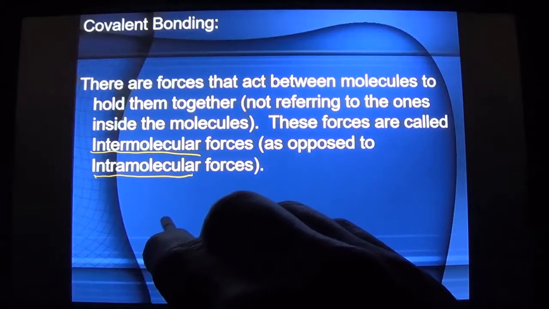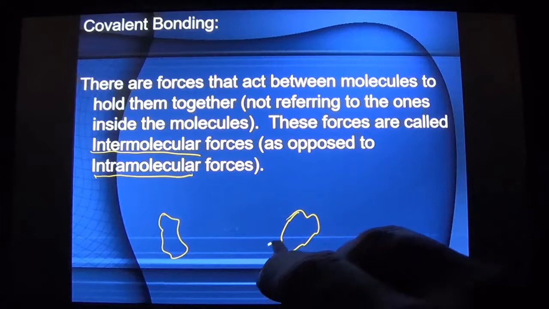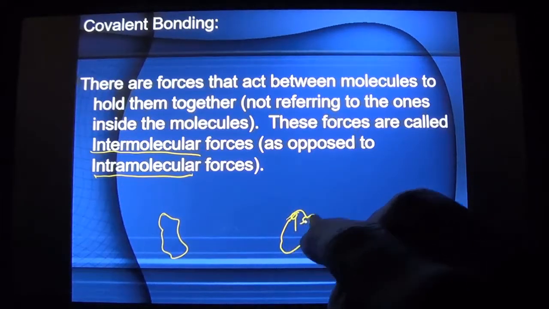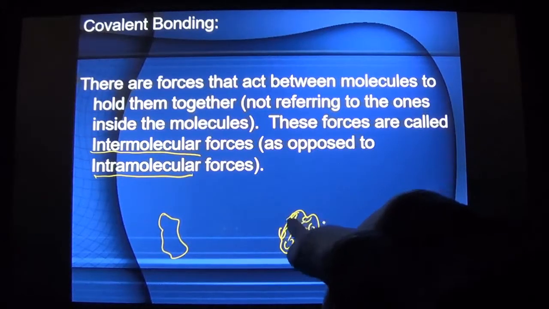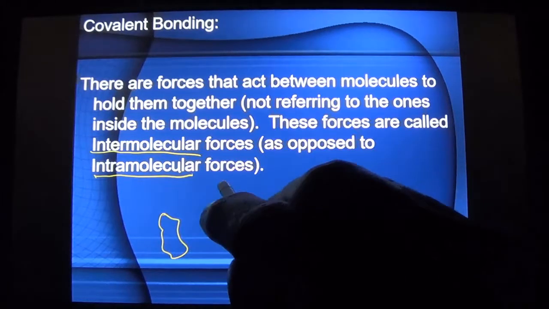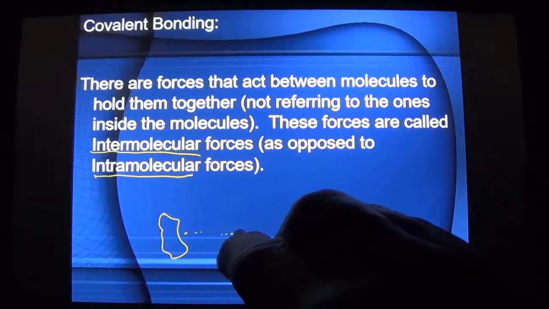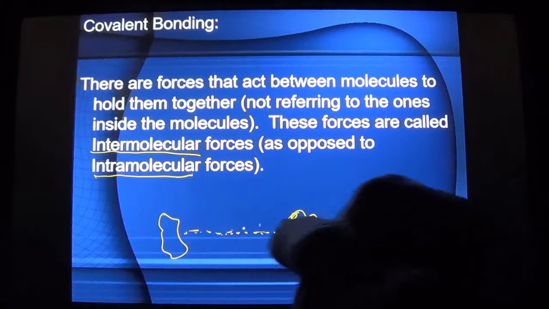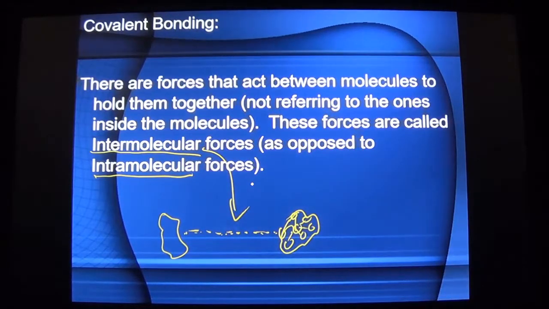So I have a molecule of something over here, and I have a molecule of something over here. And all the atoms that are bonded inside there together, whatever that may be, covalent bonding, or ionic bonding, or metallic bonding, that's an intramolecular force inside. Is it possible for this molecule to attract and form a bond with that molecule? That's an intermolecular force, a force in between the molecules.